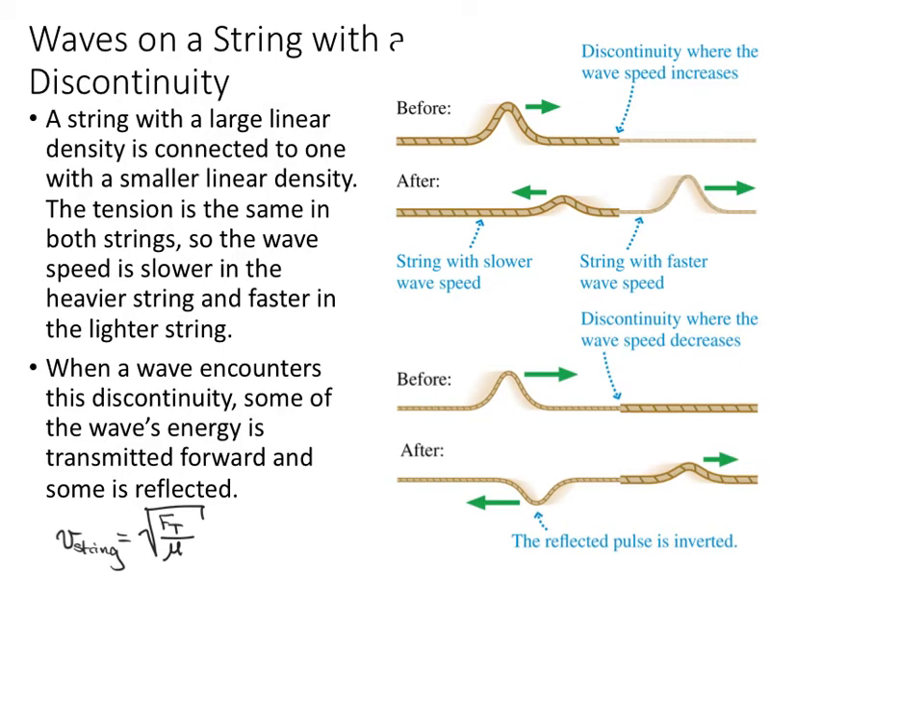And then this works the other way as well. So if I start my wave pulse in the lighter string, when it gets to this discontinuity, this boundary, again, some of it will be transmitted, some of the energy will be reflected. But the transmitted bit, because it's going to a heavier string, is going to be going slower. Then the reflected bit comes back out at the same speed because it's in the same material. Now, in this case, my reflected pulse is flipped upside down. It's inverted.